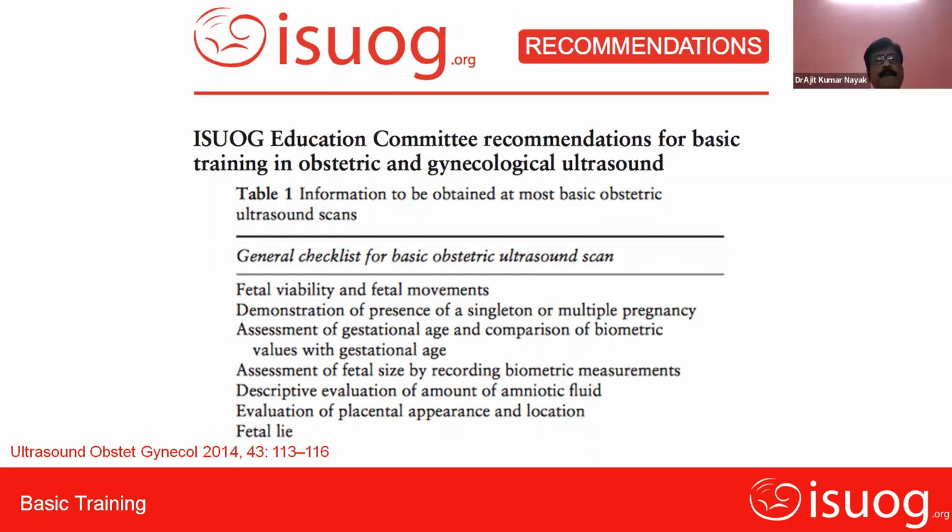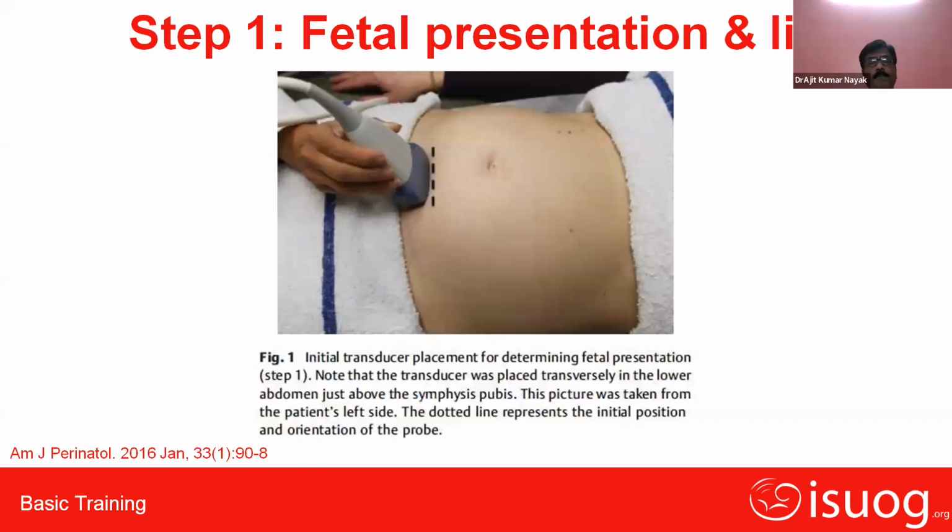Next slide is step 1. In step 1, we are looking for the fetal lie and the fetal presentation. As we know, to diagnose the fetal lie and fetal position, the placement of the transducer or the probe is very important. As shown in the picture, the transducer is placed transversely in the lower abdomen, just above the symphysis pubis. It should not be oblique, it should not be perpendicular, it has to be placed transversely. That is the recommendation. This picture was taken from the patient's left side, and the dotted line here represents the initial position and orientation of the probe. So we have to follow this step 1 while performing ultrasound to know the fetal lie and fetal presentation.